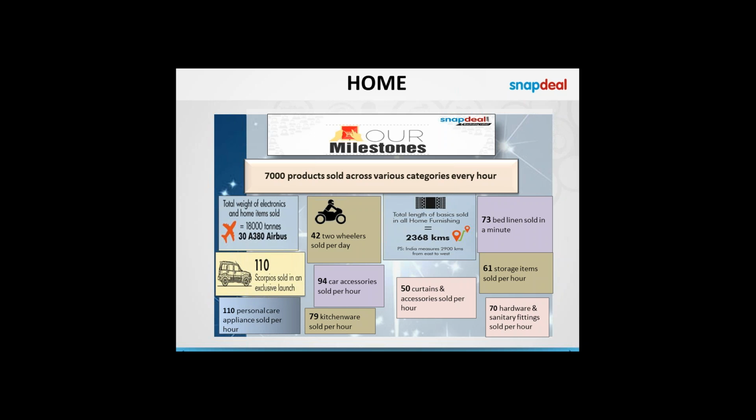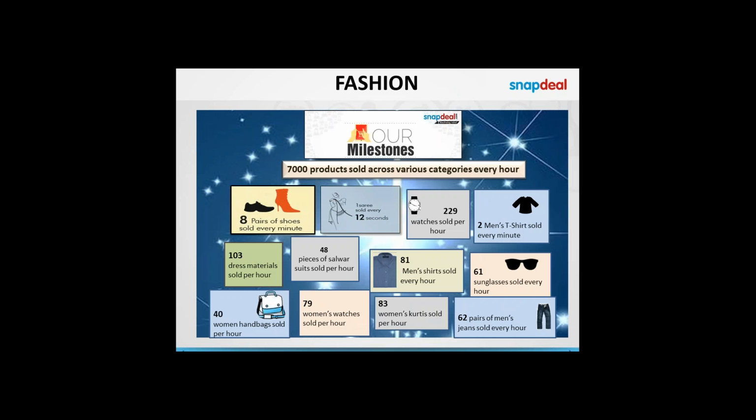Here we are talking about the fashion category. 1 sari is sold every 12 seconds. 79 women's watches are sold per hour. 40 women's handbags are sold per hour. And this is just the beginning of it. There's a long list which may follow, and we may discuss it for hours and hours.